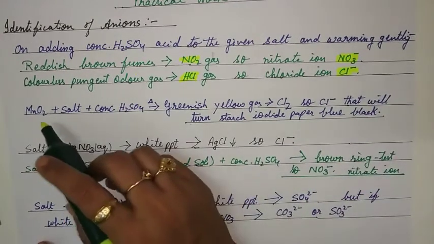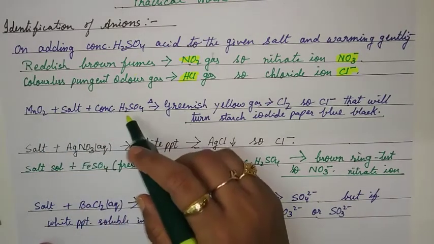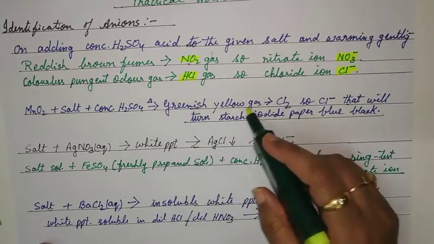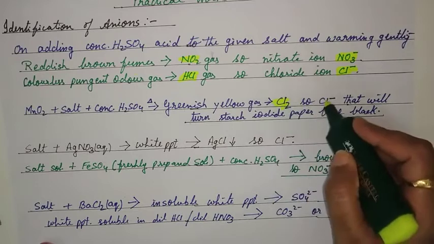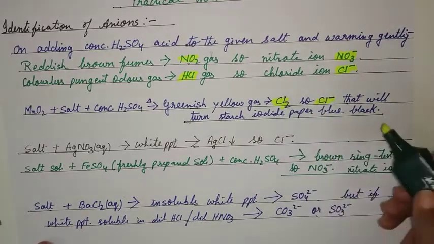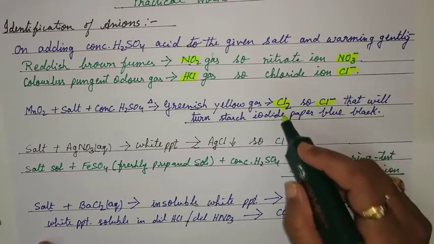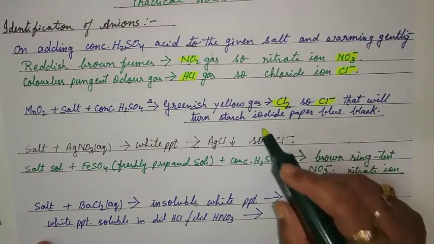We can add one oxidizing agent to the salt and then add conc H2SO4 and heat a little, and if we get a greenish yellow colored gas, we know that the gas is a chlorine gas and the anion is a chloride, that will turn the starch iodide paper blue-black. This is the answer to one of the questions asked in the previous video, so please pay attention.